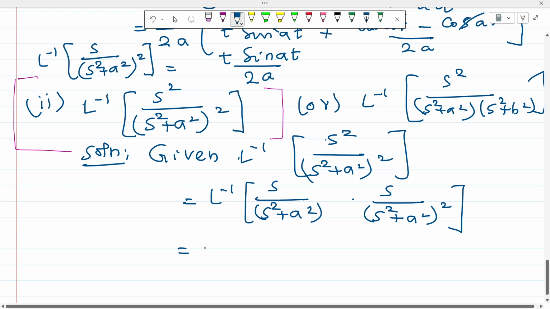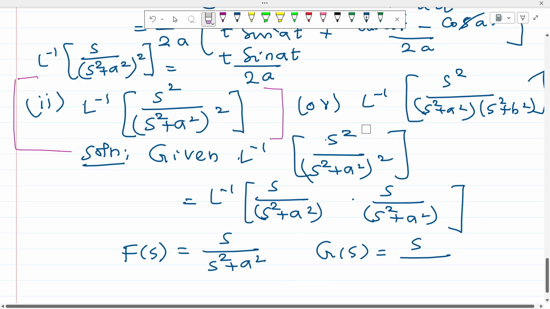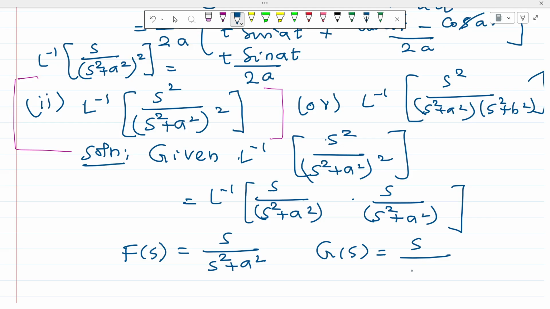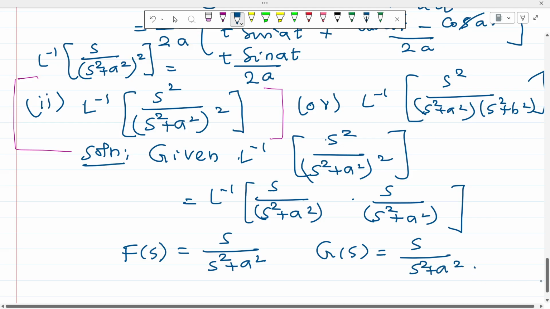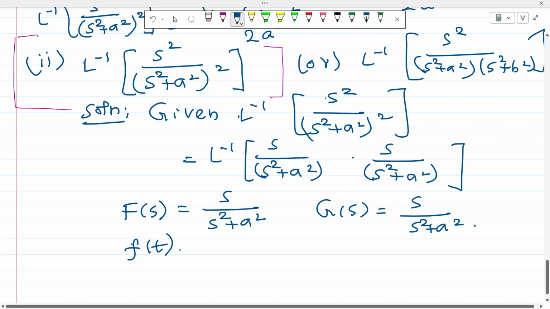So here, this is in the format of f of s into g of s. What is f of s here? S divided by s square plus a square. G of s is s divided by, here whole square is not there, na? Second one, whole square is not there. So s divided by s square plus a square. Then what is f of t? Cos at. G of t is once again cos at.